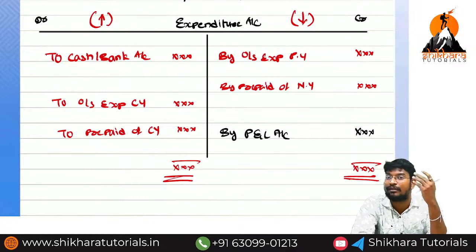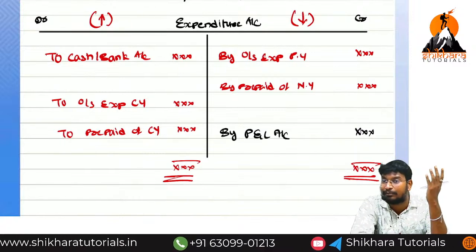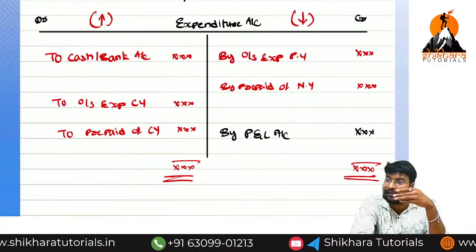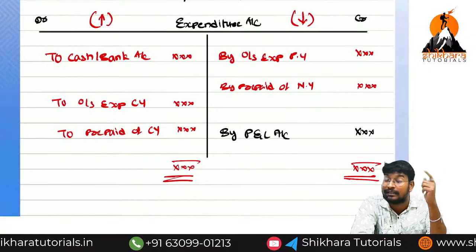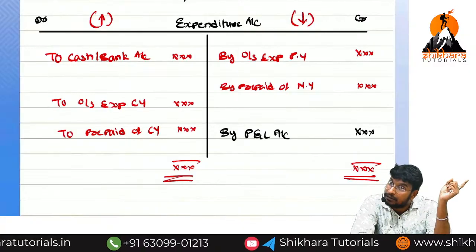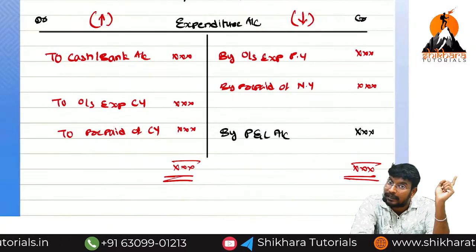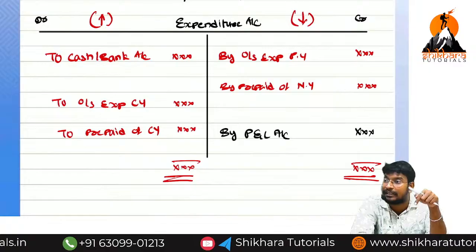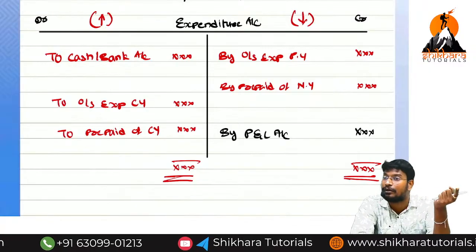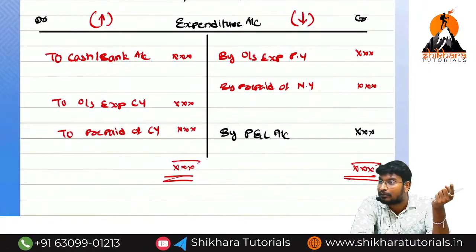Previous accounts are called what? One is an asset, another is a liability. Now easily we can write the opening balances and closing balances, because assets and liabilities will be transferred to the balance sheet. But here we are transferring the nominal accounts to another account called the P&L account.